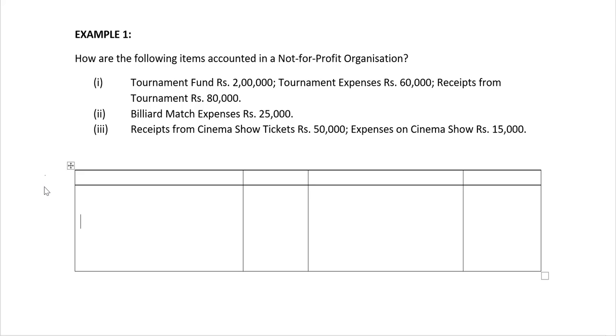The question 2, it says billiard match expenses are rupees 25,000. There is no fund against this expense. So we will show this in the expenditure side of the income and expenditure account. So income and expenditure account.